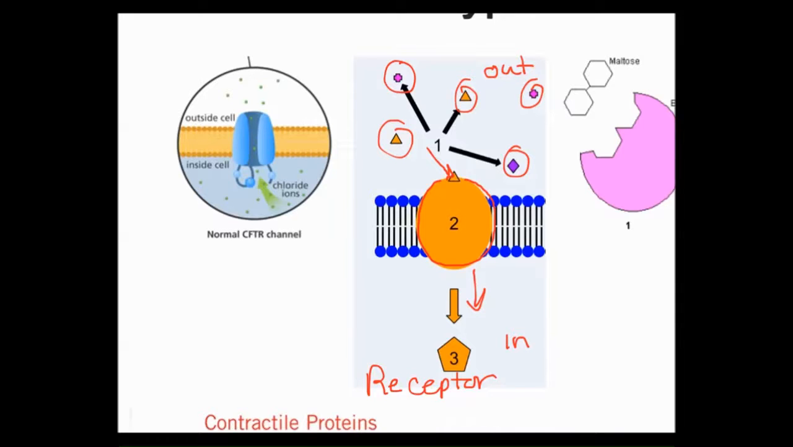So maybe this right here is a hormone, which is a chemical that communicates with cells by attaching to receptors, and maybe the signal that we'll send to the cell is time for cell division. That might be a good example.